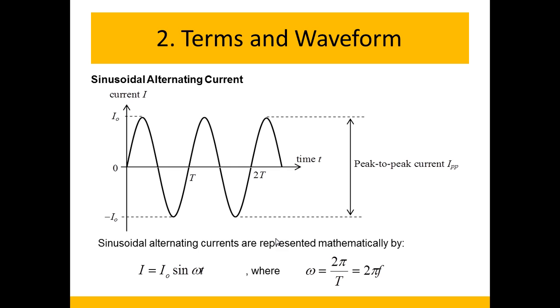Let's now talk about the terms and waveform, especially for the sinusoidal alternating current. Here you see a waveform, and by now you should be quite comfortable with what you're seeing. This is obviously a sine curve, and the maximum value is given by I naught. The equation of this curve is given by I equals I naught sine omega t, where I is the current at any point in time, t is the time, and omega is the angular frequency given by 2 pi f.